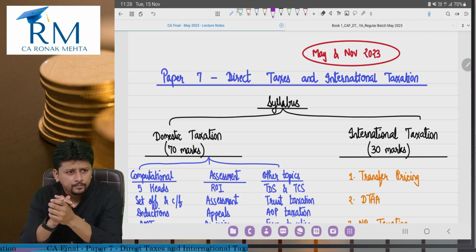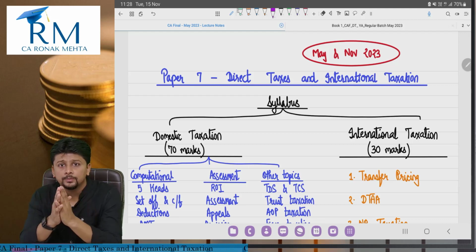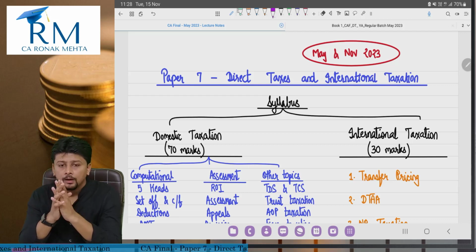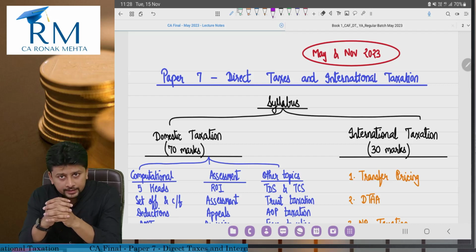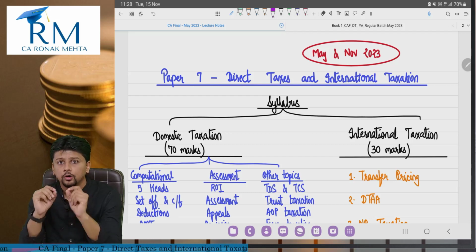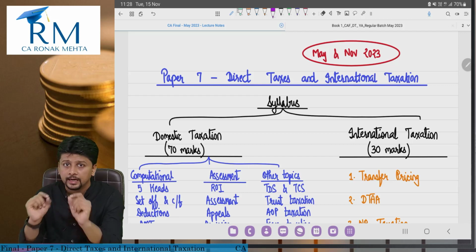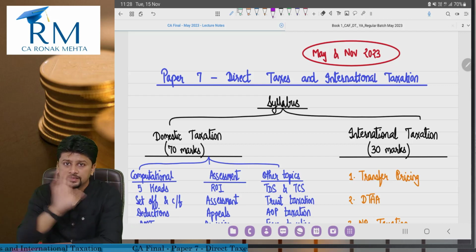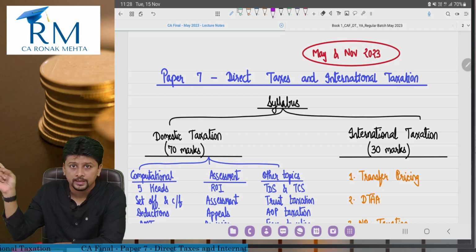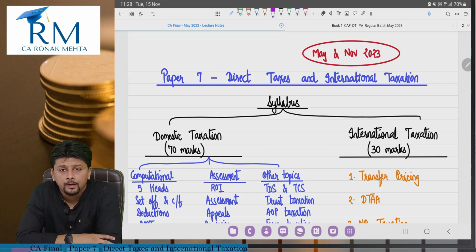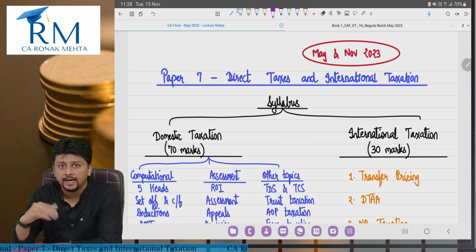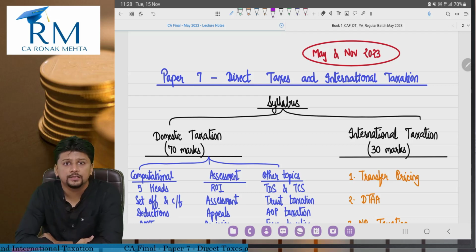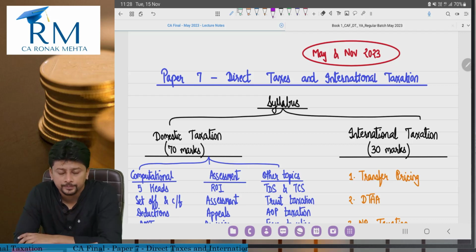Also, for people who are taking up the elective paper of international tax, paper 6C, the added advantage that you will get is that the basics of international tax that are required for paper 6C, you will be studying in paper number 7. So in this 30 marks of international tax, whatever you study in paper 7 will act as your foundation, will act as your basis for expanding the subject further in your elective paper.